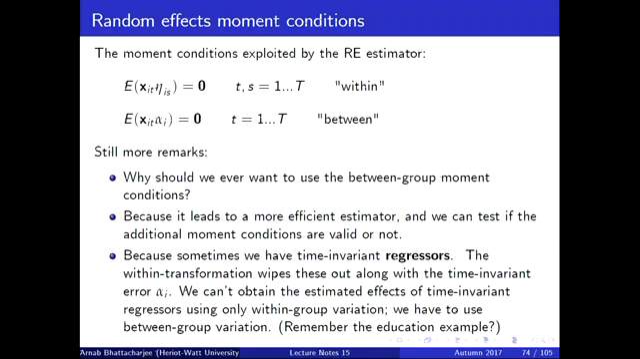So we sort of argued, well, what is the use of these between group moment conditions, because they are a bit dopey, right? So we do not always believe them. Well, you might want to use them for two reasons. One is that it leads to a more efficient estimator, and of course we can test whether the additional moment conditions are correct using a Hausman test.